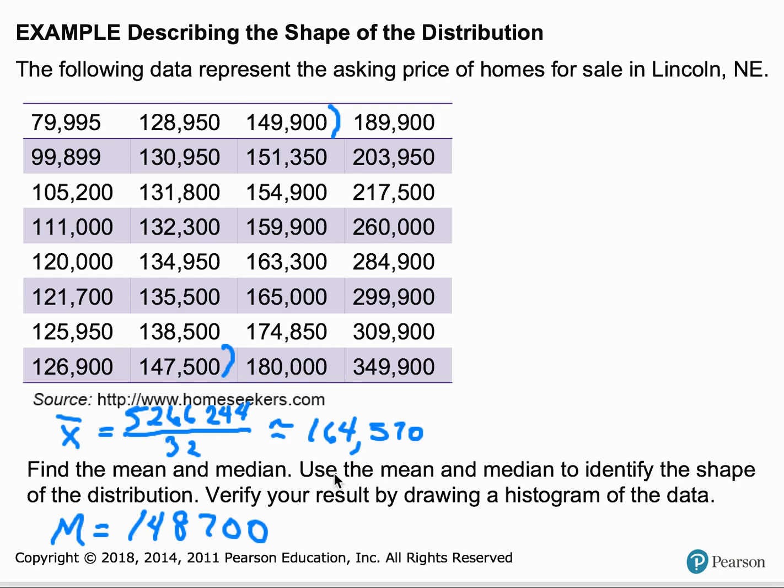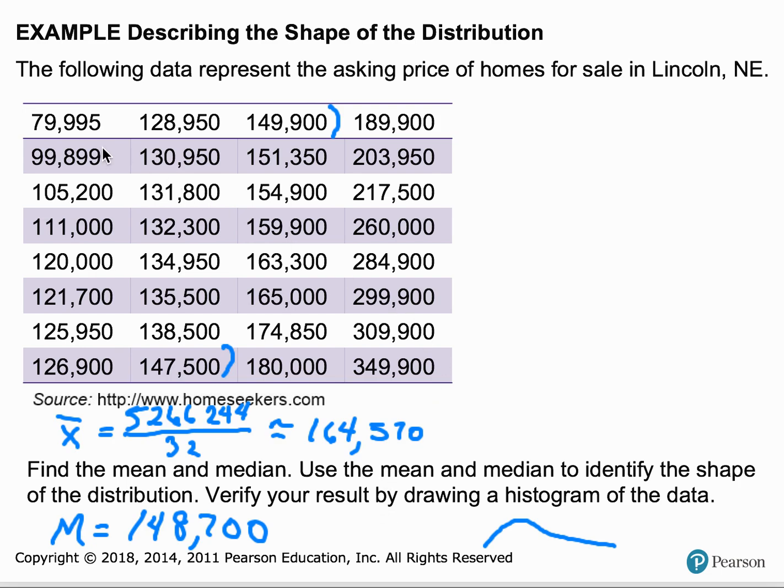Now, notice what it says. Use the mean and the median to identify the shape of the distribution. This mean is significantly higher than this median. So I'm going to say that means it's skewed right. Skewed right. Verify your results by drawing a histogram.